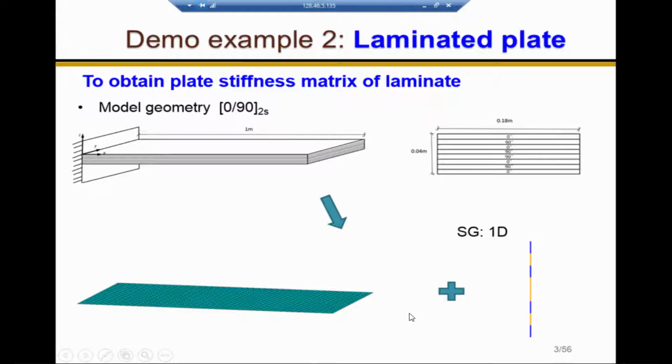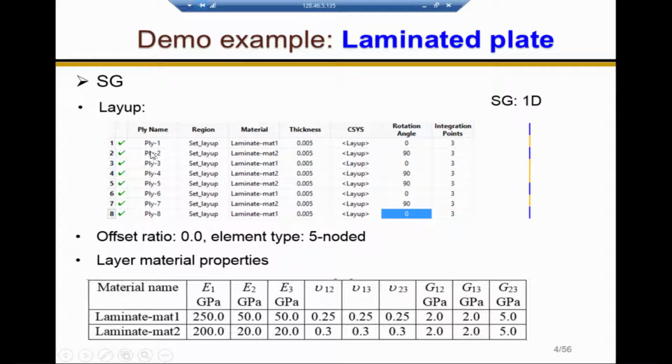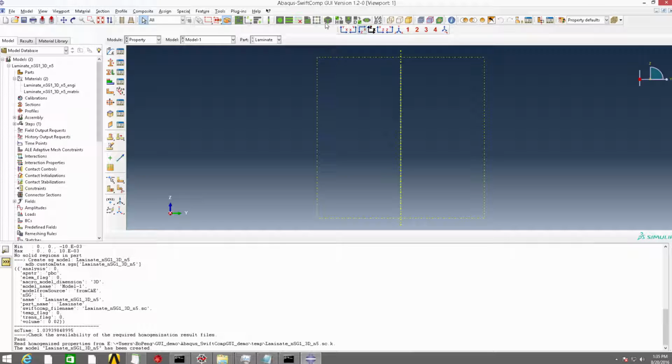And for this 8-layer laminate plate, we can reconstruct this entire structure by repeating this 1D SG in X and Y directions. Therefore, we can conduct a 1D SG homogenization analysis and choose shell as the macroscopic model. This is the composite layout of this 1D SG. Let's go to the Abaqus-SwiftComp GUI to create this 1D SG.